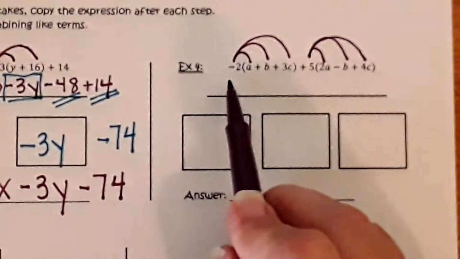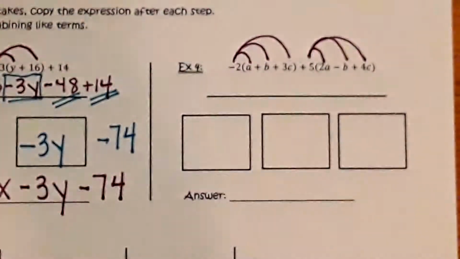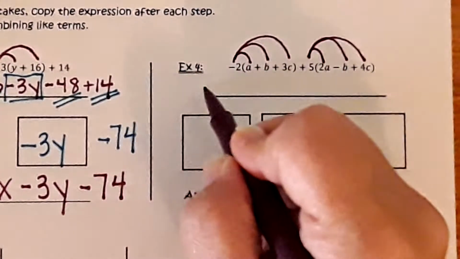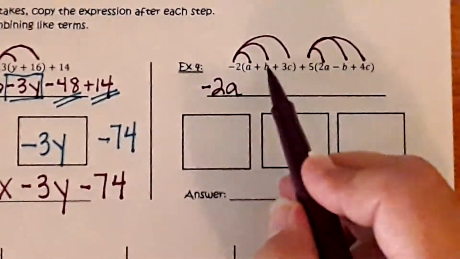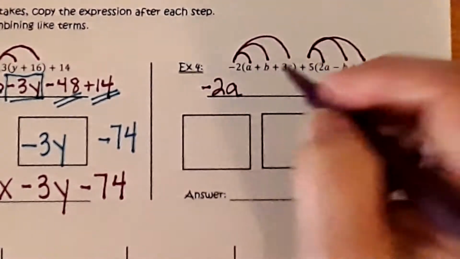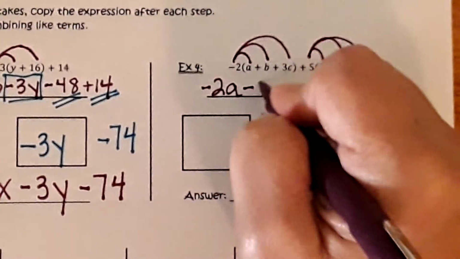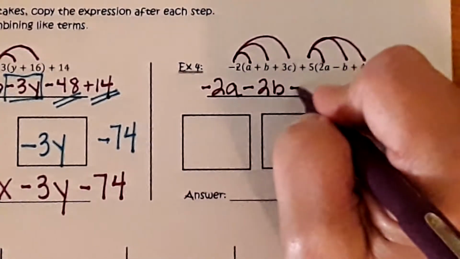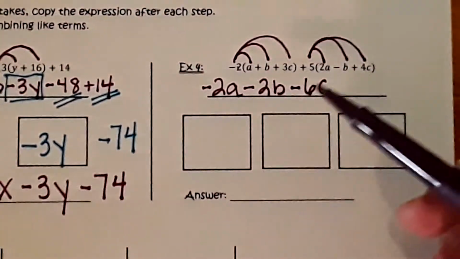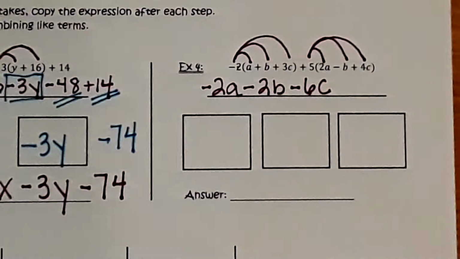So, negative 2 times A. What is negative 2 times A? My new term would be negative 2A. Negative 2 times B is negative 2b. Negative 2 times 3c is negative 6c. You guys notice when I say negative, I write minus. It's okay to do that, okay?